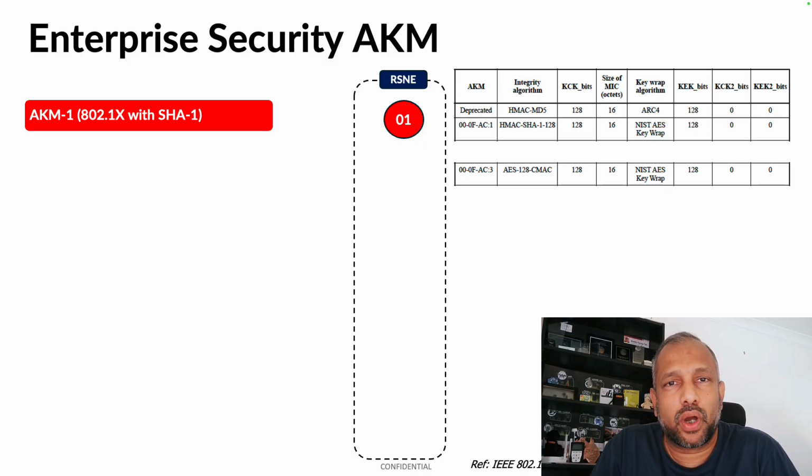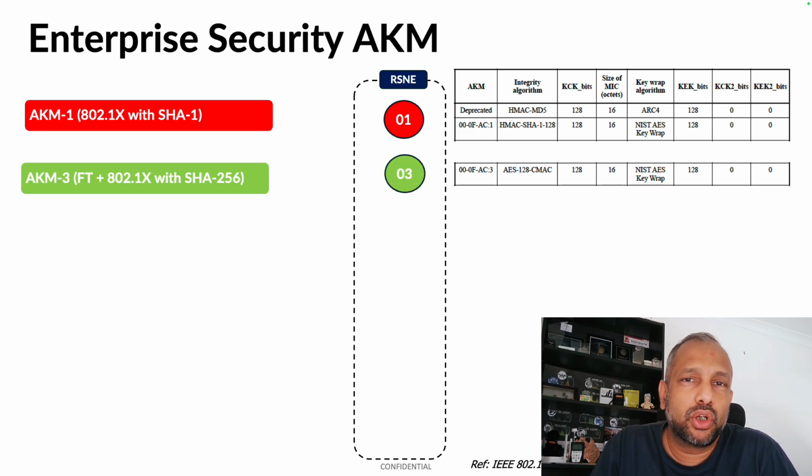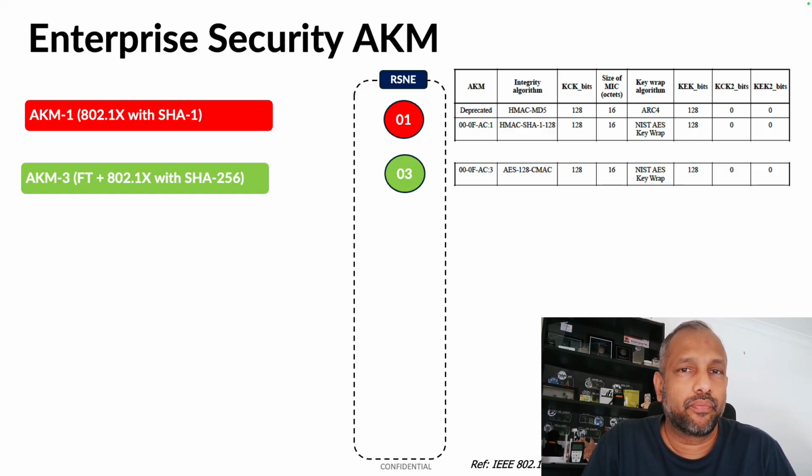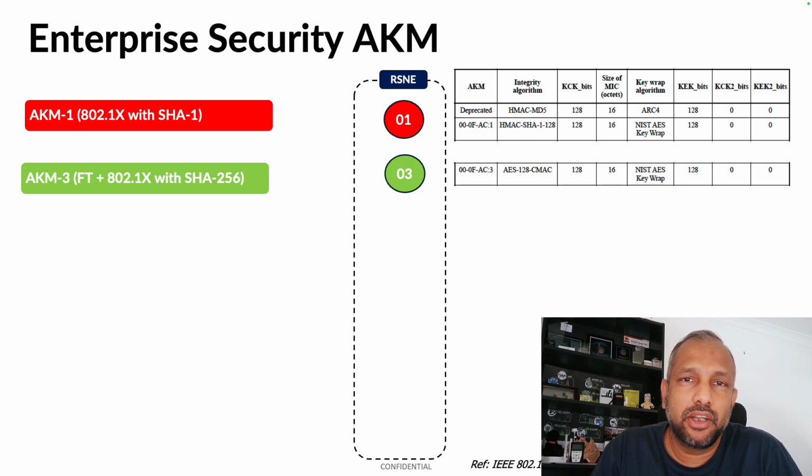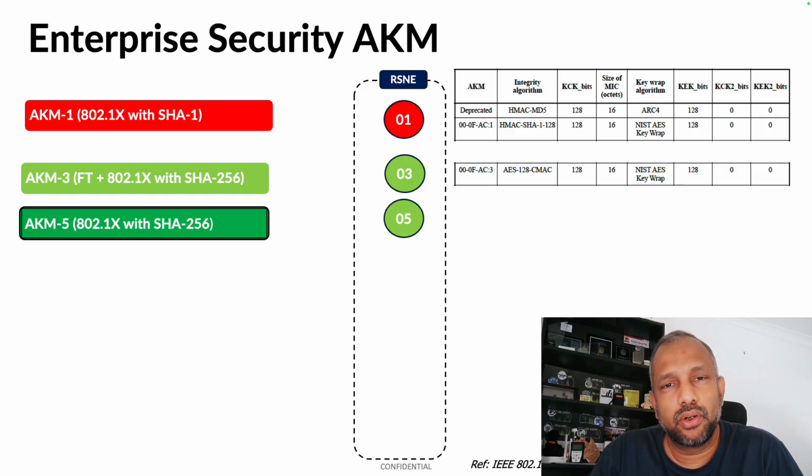If you want higher security, there are other AKM values, like AKM value 3, which introduces 802.1X support with fast transition. That means 11r support. So if you want to add 11r support, you go with AKM value 3. Typically, when you configure an SSID for 802.1X with 11r, it will advertise AKM 3 on top of AKM 1. If you want 802.1X without fast transition, but still secure, that's AKM value 5. That's what you need to use.